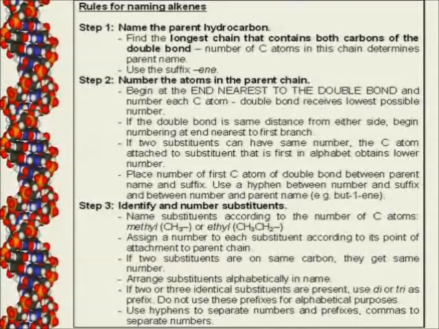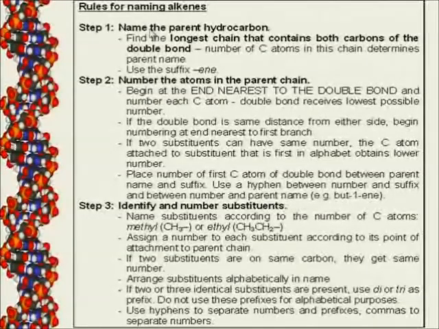We said first you have to check the longest chain, and this longest chain needs to have a double bond. And then that will be the parent name. Remember you must also check how many carbons are there in the parent name. And then it will end with the suffix ene. If it has two carbons, it will be ethene. If it is 3 carbons, it will be propene, 4 carbons, and so on.